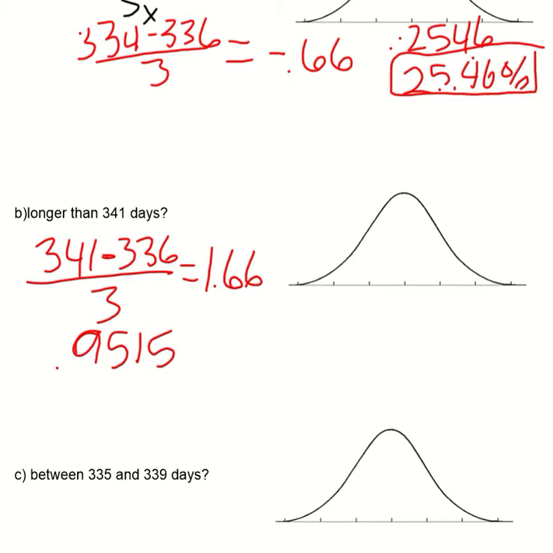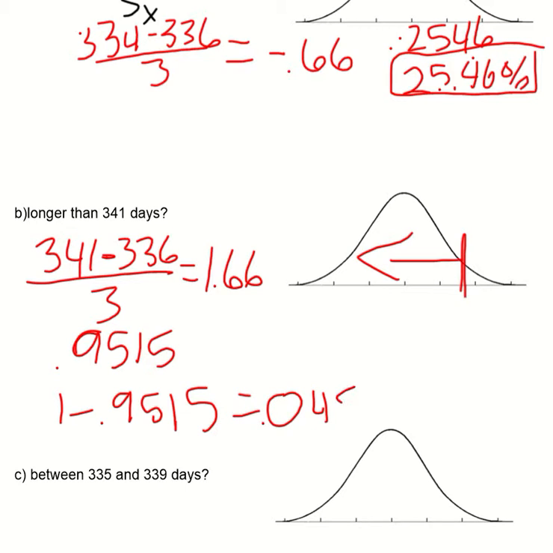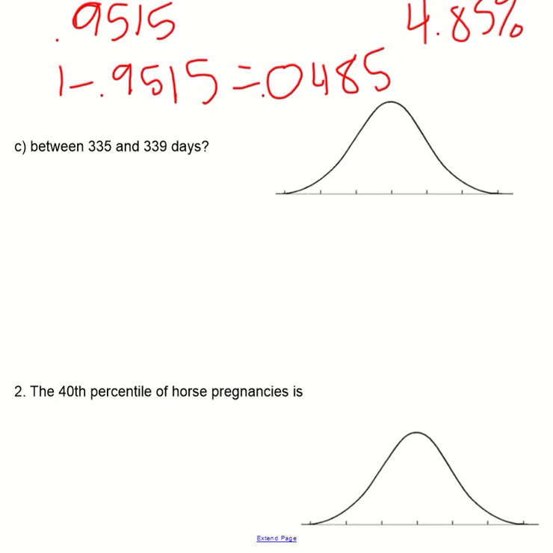So this is going to be somewhere around here. And that 0.9515 is what's less than. So we go 1 minus 0.9515 to find the percent that's longer. And we get 0.0485, so 4.85%.